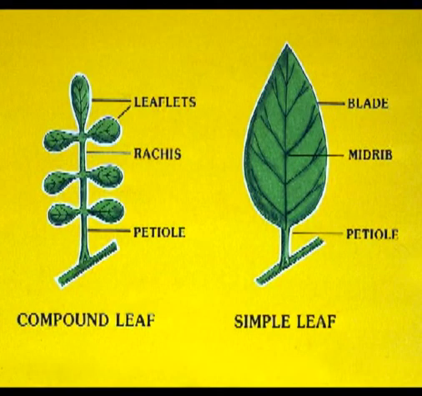There are also compound leaves, in which the petiole does not become the midrib of a single leaf blade, but instead serves as the point of attachment for many additional blades called leaflets. The section of petiole to which the leaflets are attached is called the rachis.